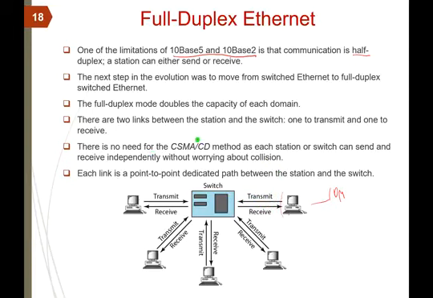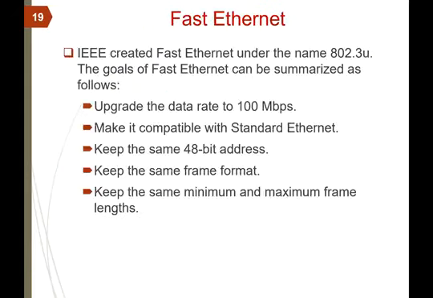There is no need actually for carrier sense multiple access with collision detection because there are no collisions. The transmission channel is separate from the receiving channel. Therefore, there is no collision. But actually, we still use this for backward compatibility issues. Each link is a point-to-point, dedicated path between the station and the switch. So you have point-to-point links, and that's the full duplex.